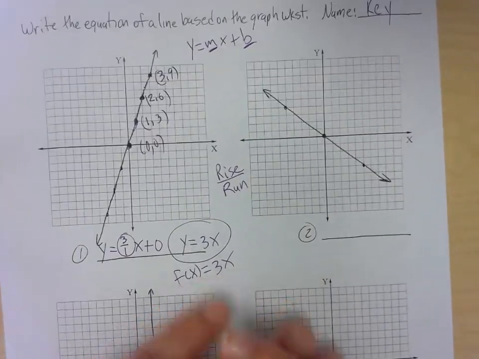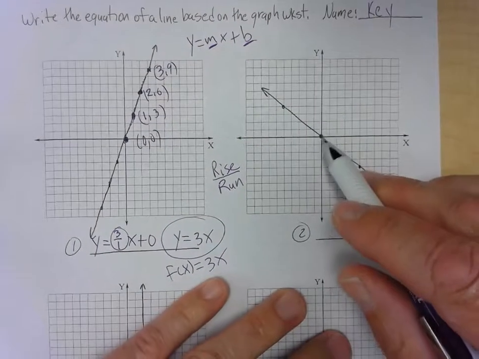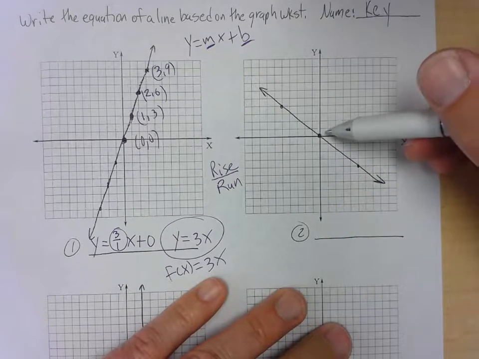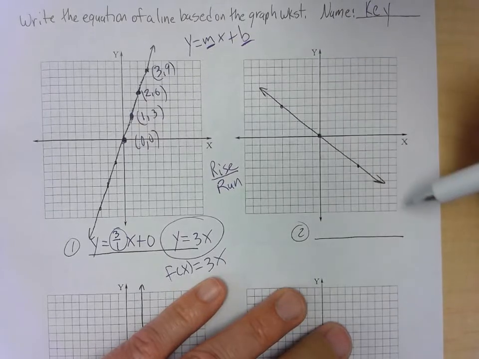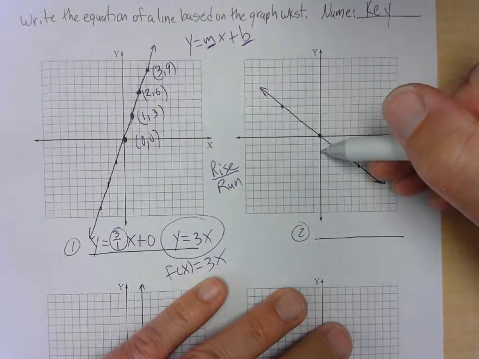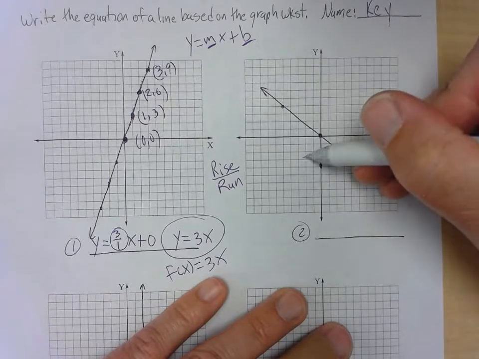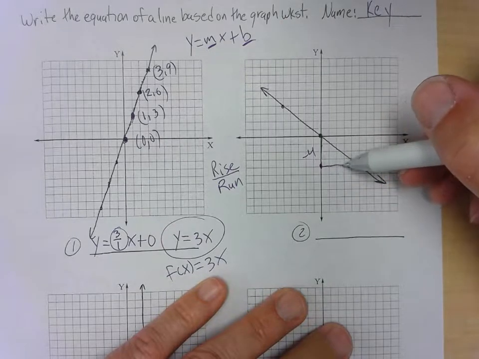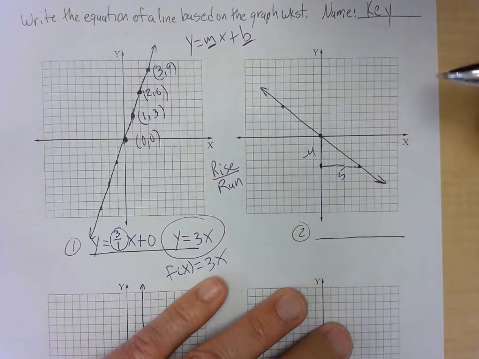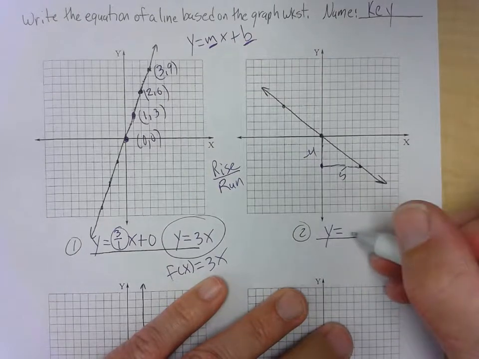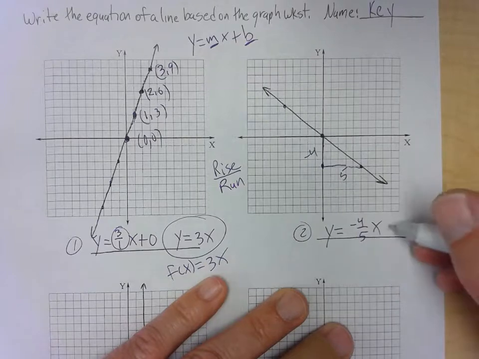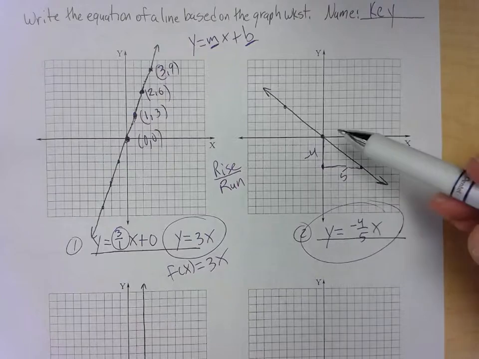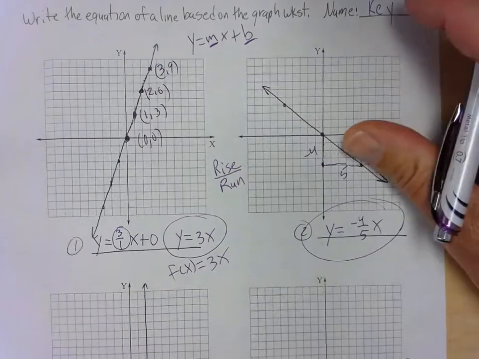So the next one here, it also goes through 0, 0. So 0 again, and we just need to do the slope. Careful, count carefully. It's definitely a negative slope because it's going down. 1, 2, 3, 4. So I'm going down 4, so negative 4. And then we're going over how many? Count carefully. 1, 2, 3, 4, 5. So negative 4/5. So y equals negative 4/5 x. And I don't need a plus 0. All right. So that equation shows this picture right there.